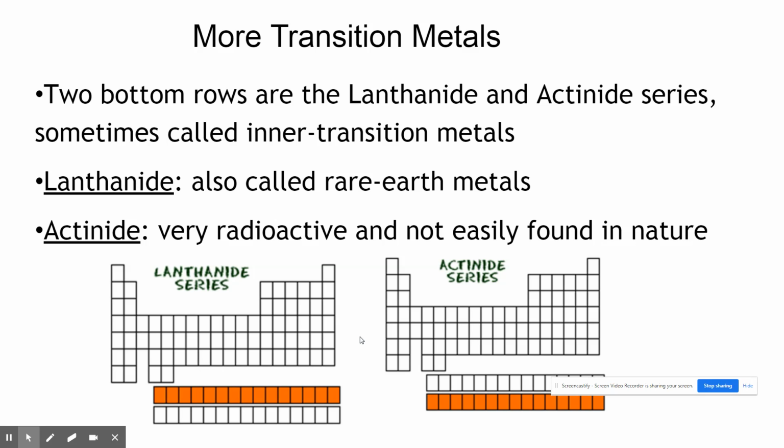More about those transition metals, those 2 rows that we saw pulled out below on that previous periodic table that we've seen that was full of colors. These are the lanthanide and actinide series. We also can call these intertransitions, okay? So the lanthanides are the rare earth metals, and the actinides are typically really radioactive, not easily found in nature. A lot of these you will see can be man-made, okay?